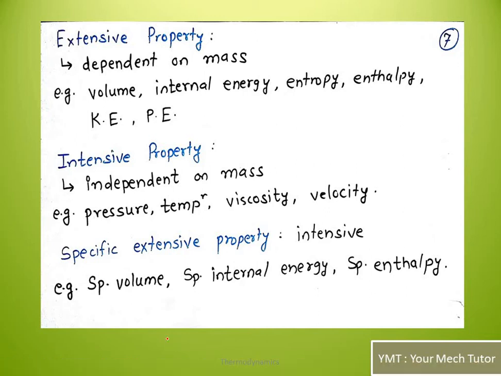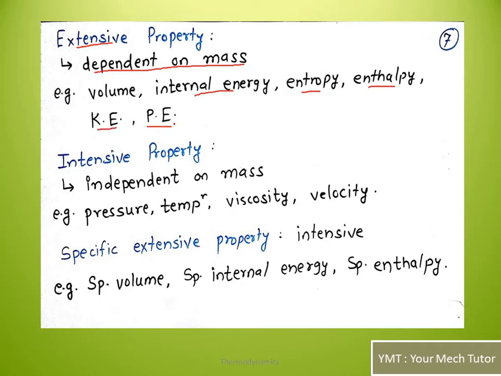Hello students, let us discuss extensive property and intensive property. So extensive property means properties which are dependent on the mass of the system. For example, volume, internal energy, entropy, enthalpy, kinetic energy and potential energy.